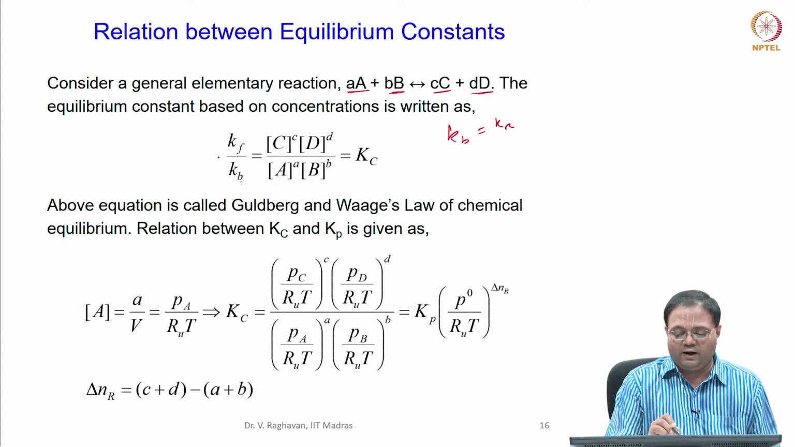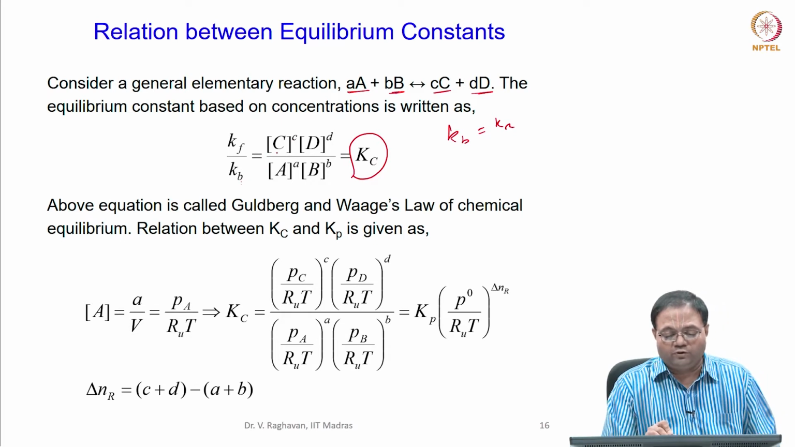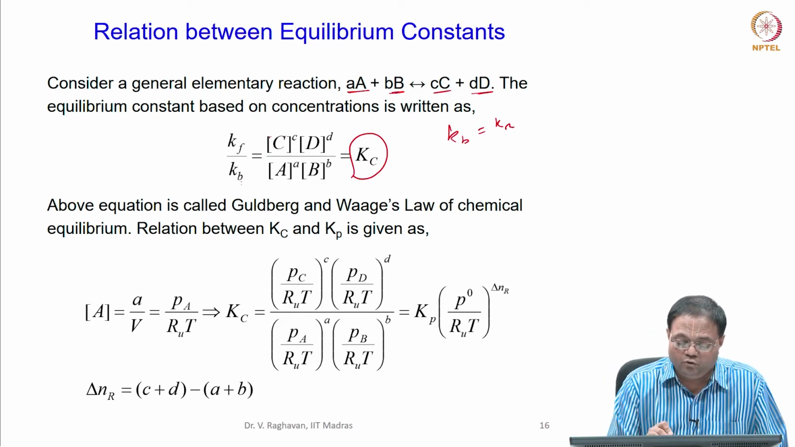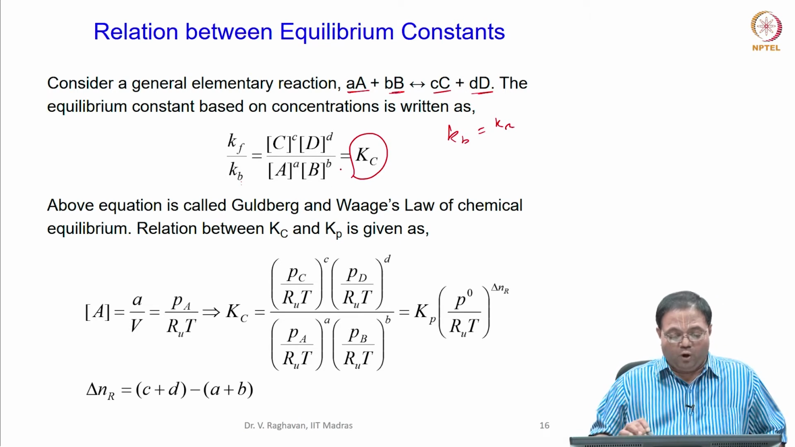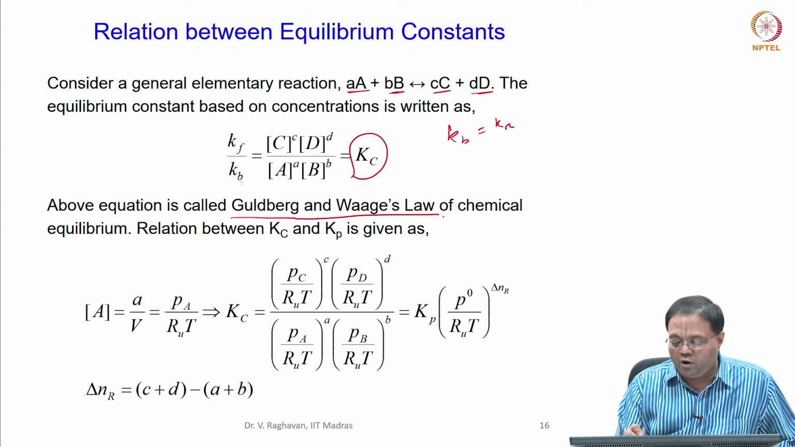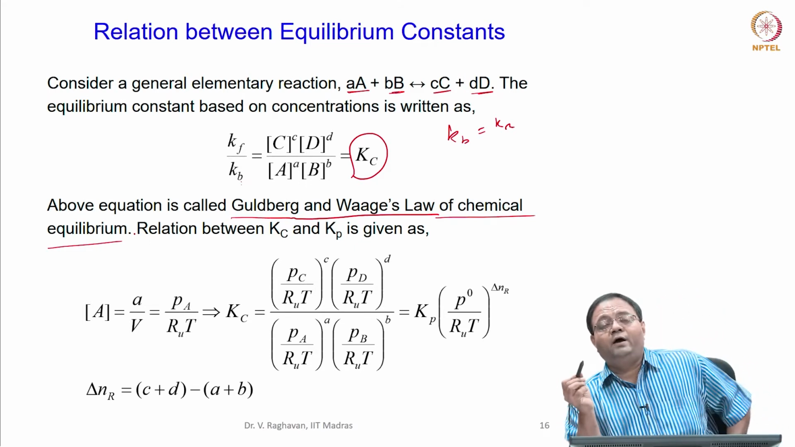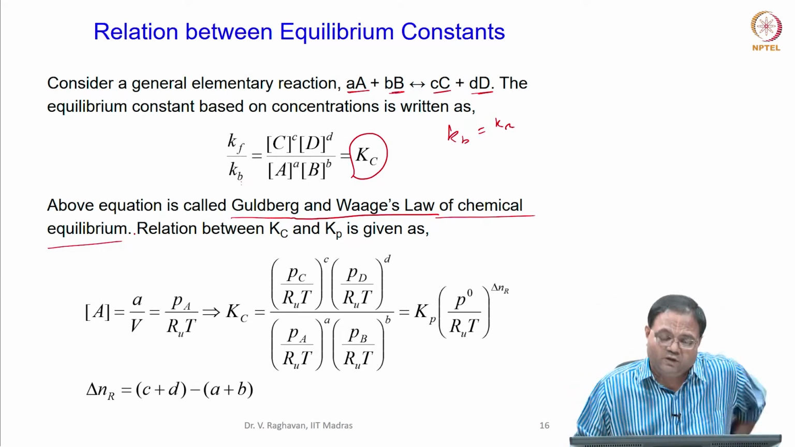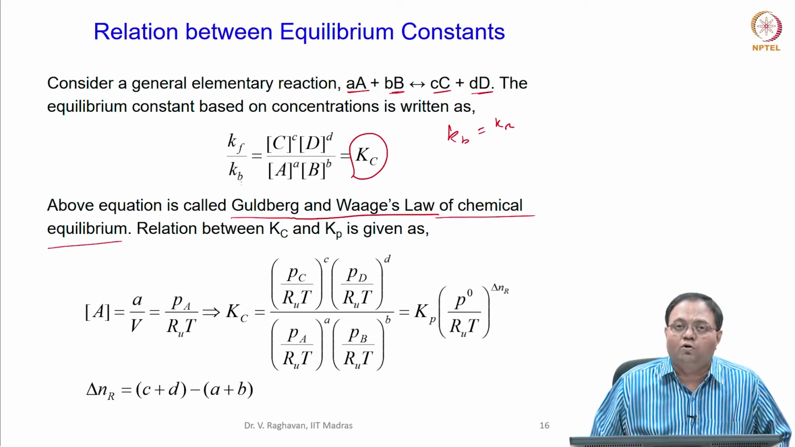And for this, Kf by Kb, I can have the backward or reverse reaction, Kb equal to Kr, and that is nothing but Kc, the concentration based one I am writing. So here, concentrations raised to the appropriate power. So concentration of C power small c, concentration of D power small d, and so on, divided by the reactants, concentration of A power small a, concentration of B power small b. Now this equation is called the Guldberg-Waage law of chemical equilibrium, which is written on the concentration basis. So the rate of the forward reaction divided by the rate of the backward or reverse reaction is nothing but the equilibrium constant based on concentrations, Kc.